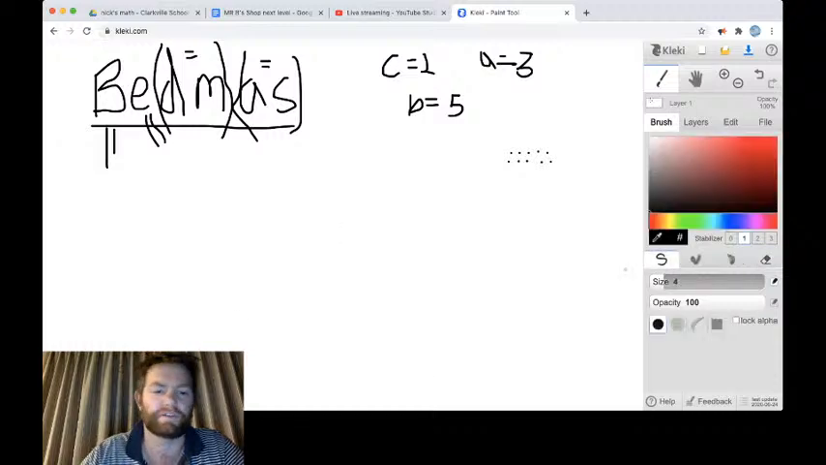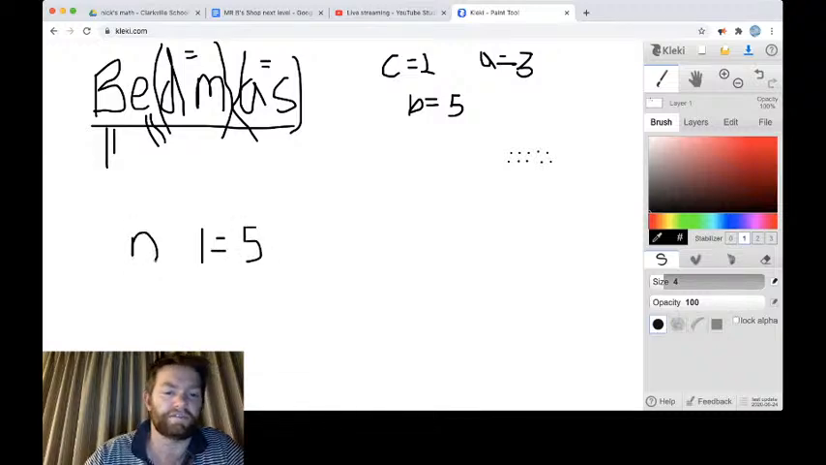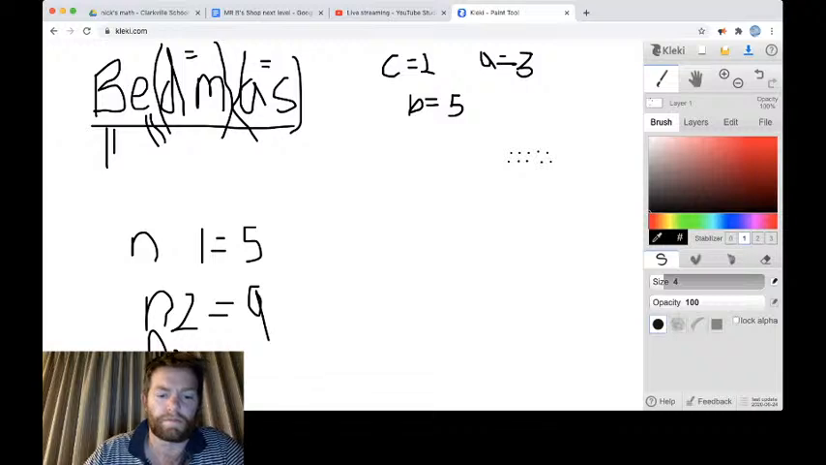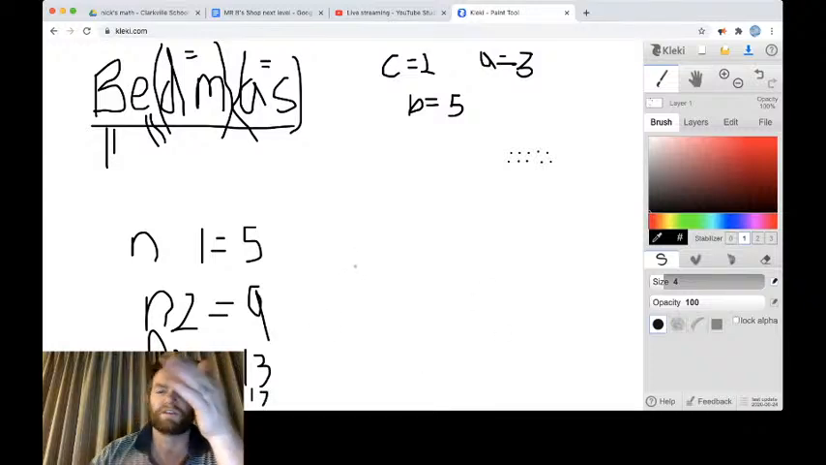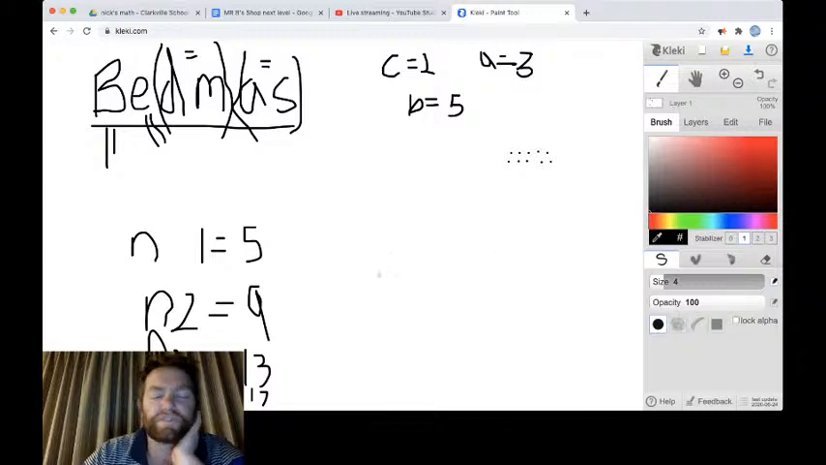So Albert Feinbergs, if you have this pattern, number 1 is 5, so N1 is 5, N2, number 2 equals 9, number 3 equals 13, number 4 equals 17. Now the idea is to try and make an equation that can solve this problem.